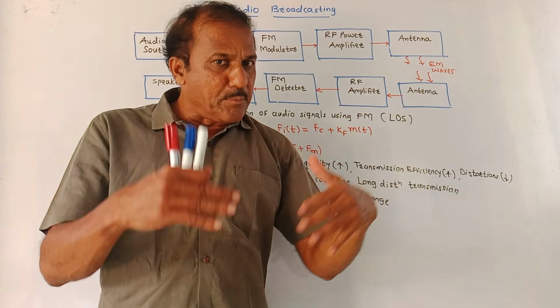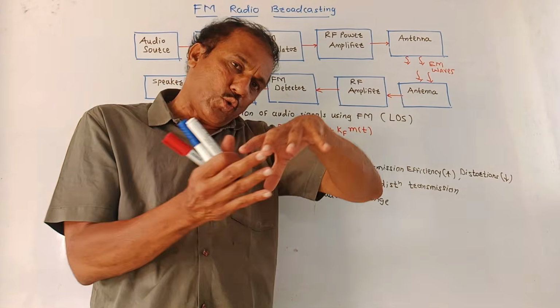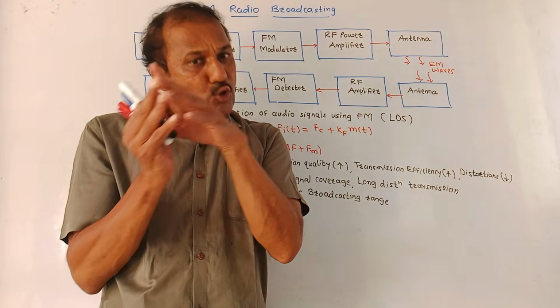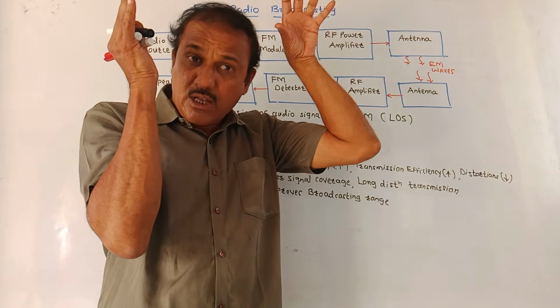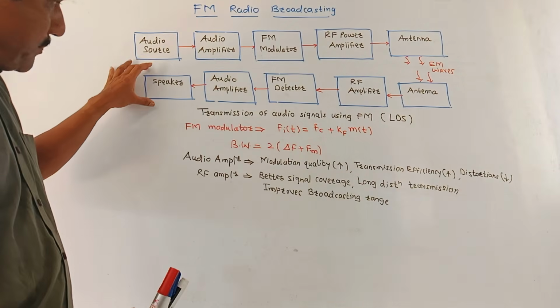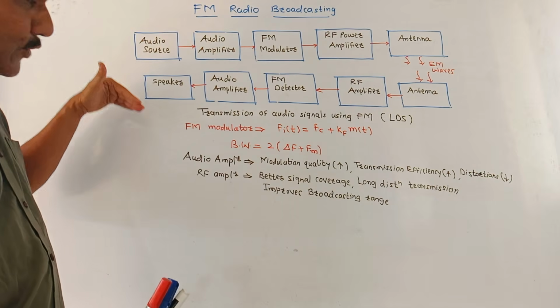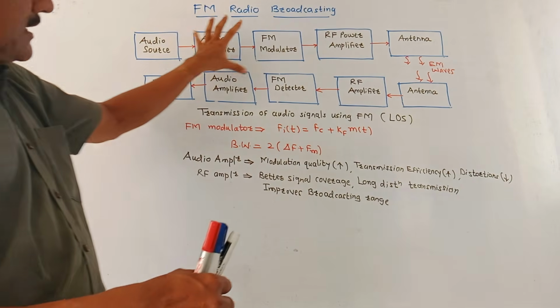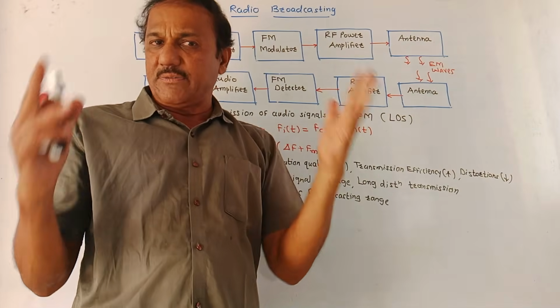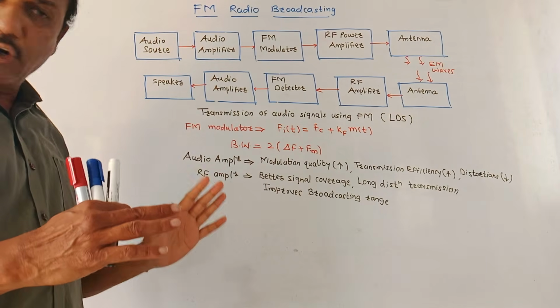So the speaker again produces the audio signal, because the originally transmitted signal was not an electrical signal, it was a sound, it was an audio signal. So the function of this speaker is to again reproduce the audio signal. So this is the generalized working of the transmitter and receiver sections of this FM radio broadcasting.